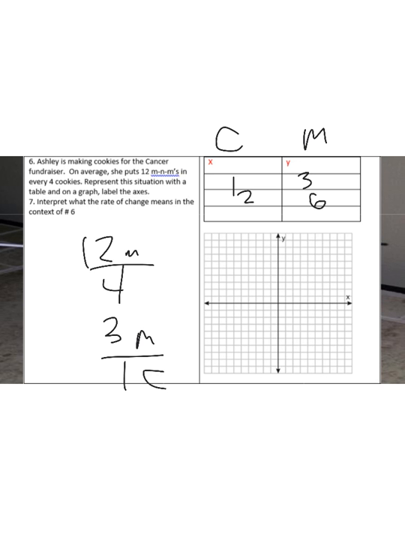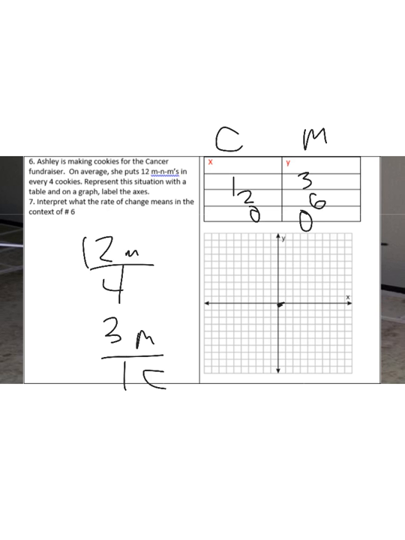And again, these points can be all made up. I'm just going for a low number of points. You could use 4 cookies and 12 M&Ms as well, but obviously, you need a bigger graph. If you have 0 cookies, that means you need 0 M&Ms. So that's enough to give me some points.